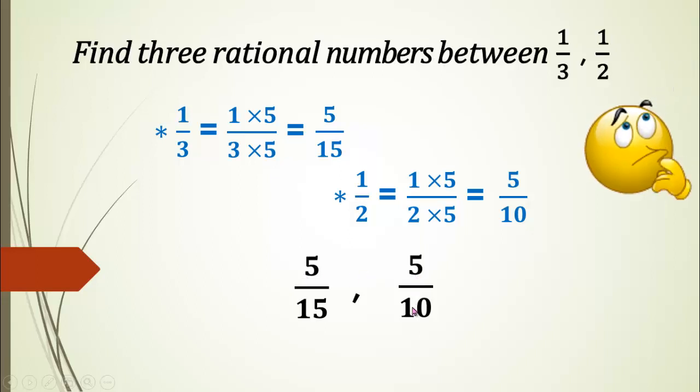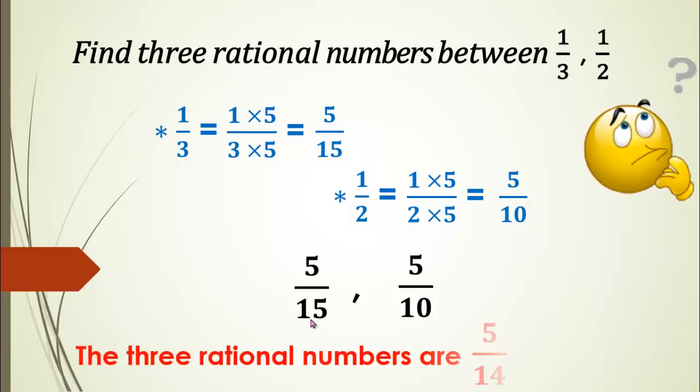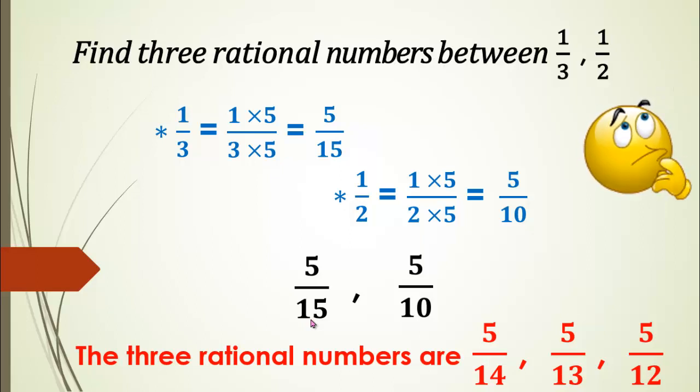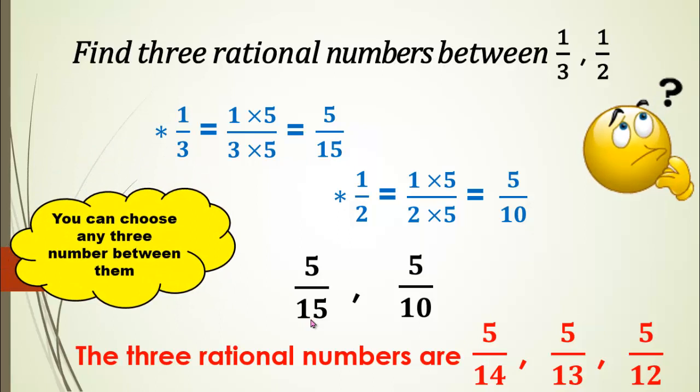So I'm going to ask myself, what are the numbers included between 10 and 15? I can choose any number. So they are 5 over 14, 5 over 13, and 5 over 12. And remember, you can choose any other three numbers. It's not a must to choose the three that I have already chosen. In this question, I multiplied by 5 in the numerator and the denominator in the two fractions in order to have the same numerator, which is 5 in both of them.